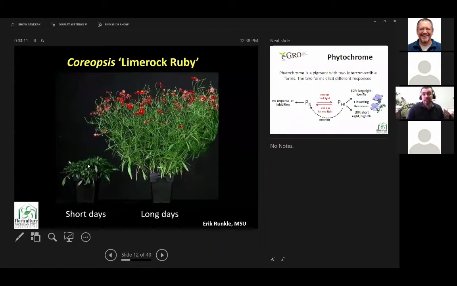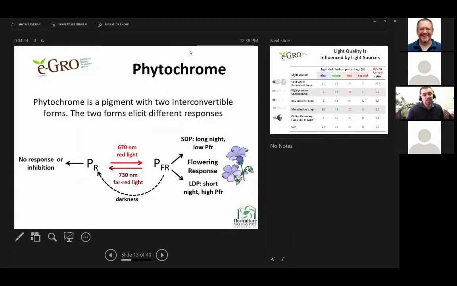Here we have an example of an obligate long day plant, Coreopsis. We can see that under short days we have no flowering, but under long days the Coreopsis is in flower. Again, let's just review phytochrome. In short day plants, when we have a low PFR or a long night, we have a flowering response. In long day plants, we have to have a high level of PFR or a short night to have a flowering response.